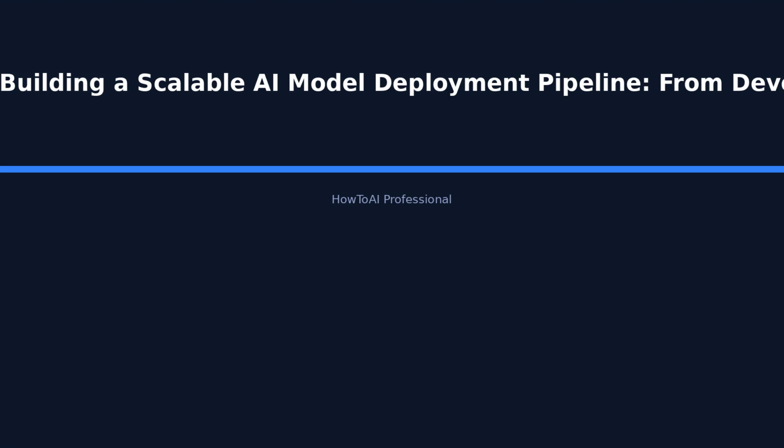This is where observability tools come into play. Platforms like Prometheus, Grafana, and ELK Stack allow you to visualize your model's performance and get insights into any anomalies.